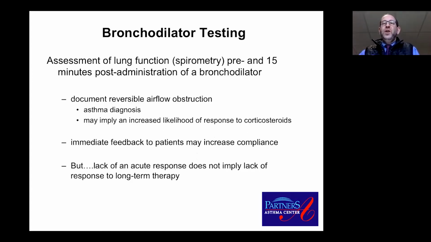Assessment of lung function by spirometry we usually do before, and then if it's abnormal, 15 minutes after we give albuterol, a bronchodilator. We use this to document reversible airflow obstruction. This helps with the diagnosis of asthma, and it actually gives patients immediate feedback. If we have reversible airflow obstruction, it's likely that the patients will have a nice response to inhaled corticosteroids as well. But if they don't have an immediate response to the bronchodilator, it doesn't mean it won't work, and that's important. So you want to encourage your patients with asthma to use their bronchodilators.